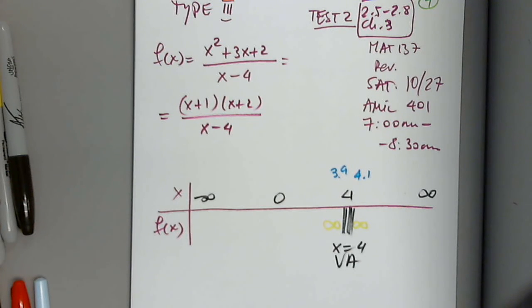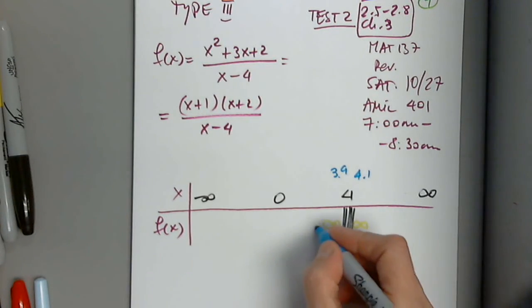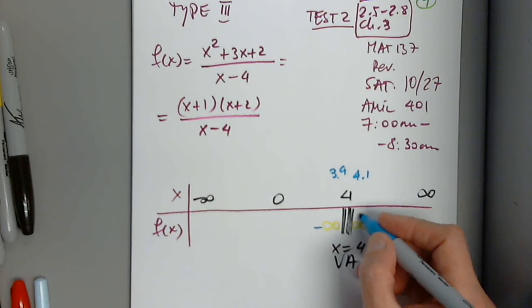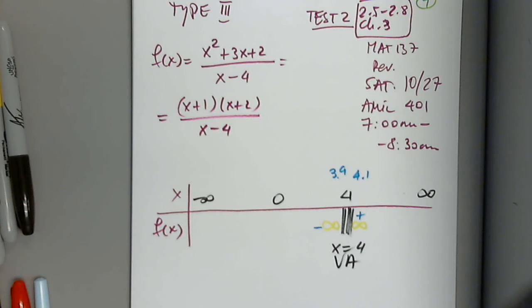With 3.9, the top is all positive. What about the denominator? Negative. So positive over negative will be negative. With 4.1, everything is positive at the top. What about the bottom? So what will be the sign? That's all I care about. Once I establish that x equals 4 is a vertical asymptote, I know that these must be infinities, and the signs will be determined by numbers because I cannot plug in 4. I wish I could, but I can't. When I plug in 4, I get nothing.